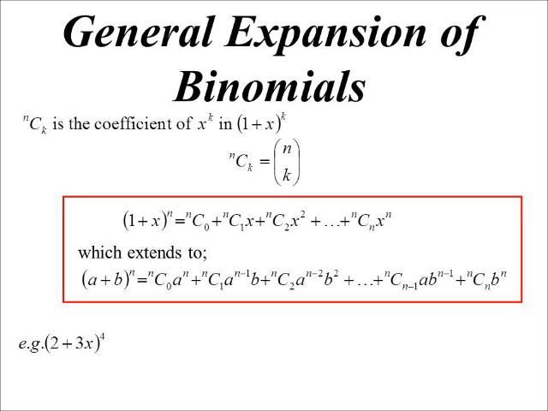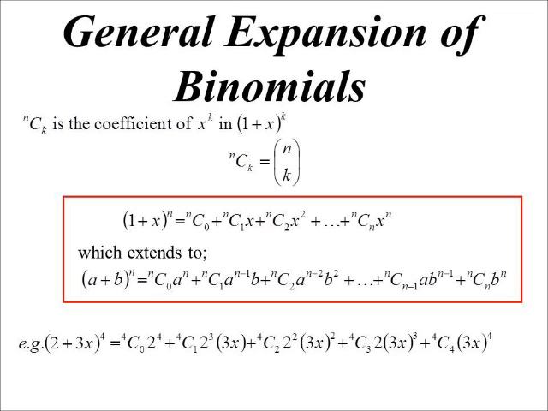(2 plus 3x) to the power of 4. Expand that whole thing out would be 4C0, powers of 2 start at 4, plus 4C1, powers of 2 go down by 1, powers of 3x go up by 1, the two powers add up to be 4. 4C2, powers of 2 go down by 1, powers of 3x go up by 1, the two powers equal 2. And you get the pattern. And we finish at (3x) to the power of 4. And that all tidies up to be that beautiful expression there.